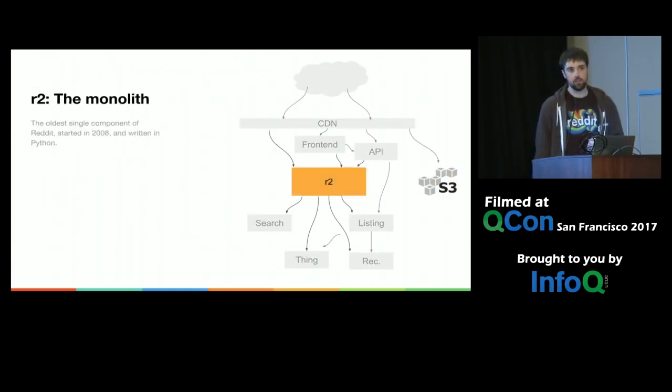In the middle there, that giant blob is R2. That is the original monolithic application that is Reddit and has been Reddit since around 2008. That's a big Python blob, and we'll talk about that in a bit more detail.